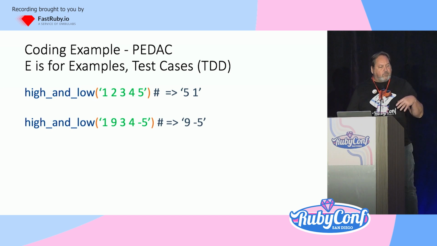So here's the E part, for examples. If we plug into this method "5 1 2 3 4 5", it should return 5 and 1 as a string. If it's "1 9 3 4 -5", it should return 9 and -5 as a string.